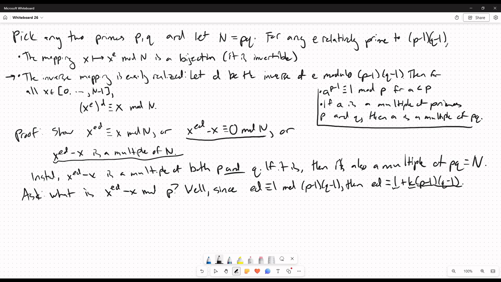Anyhow, that's essentially what this is saying, that ed is equivalent to 1 mod (p minus 1)(q minus 1). So let's just substitute this in.